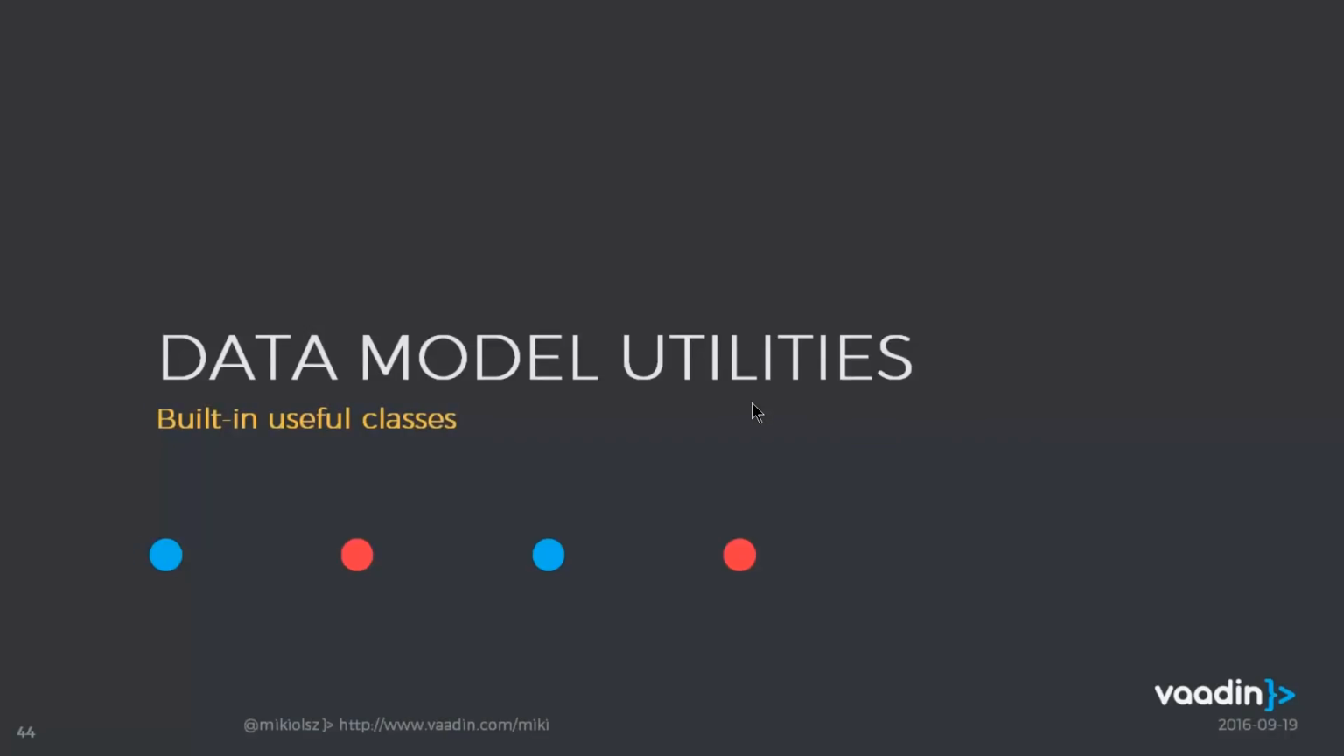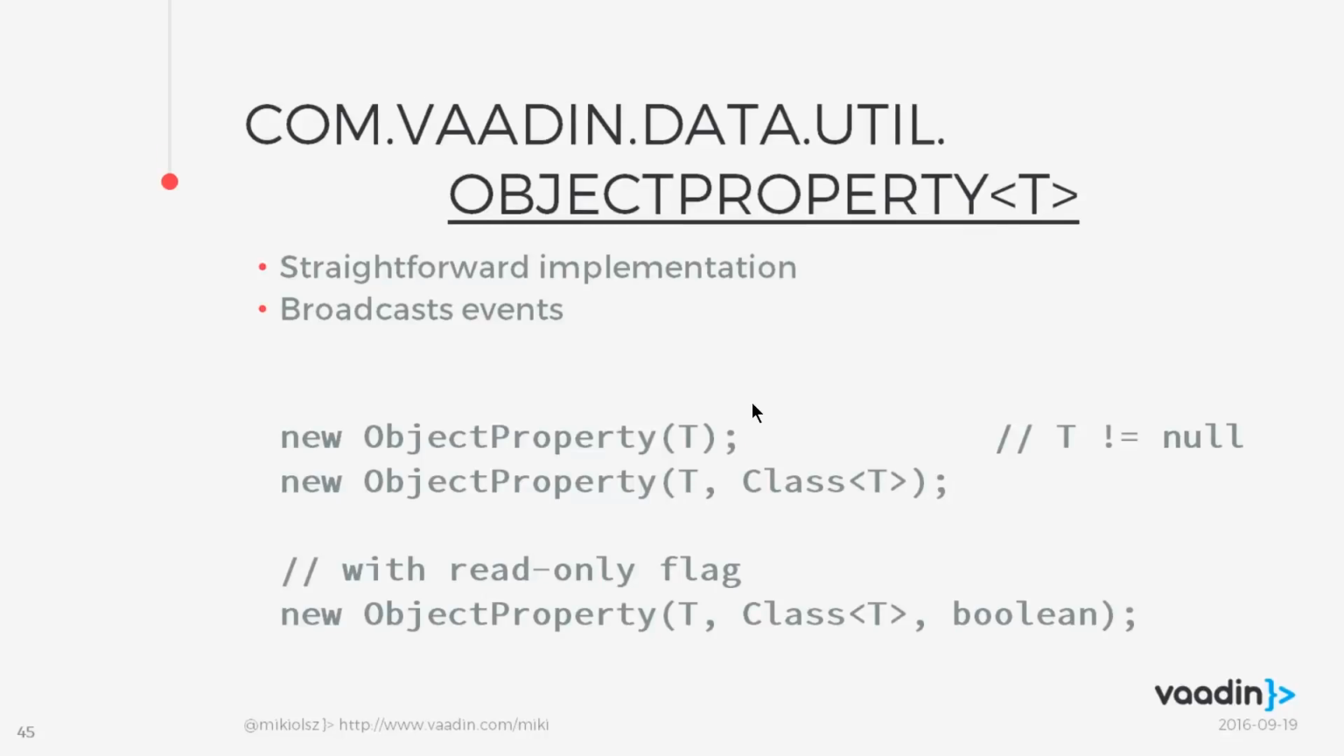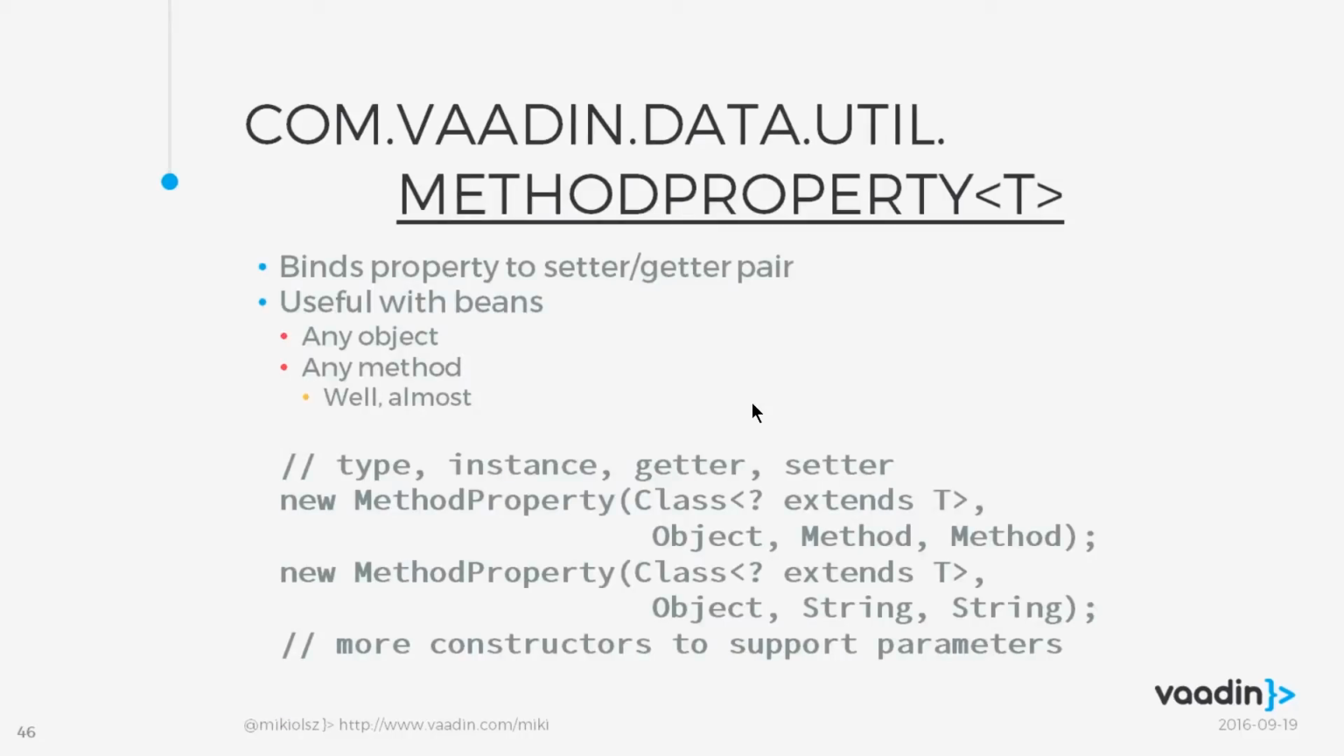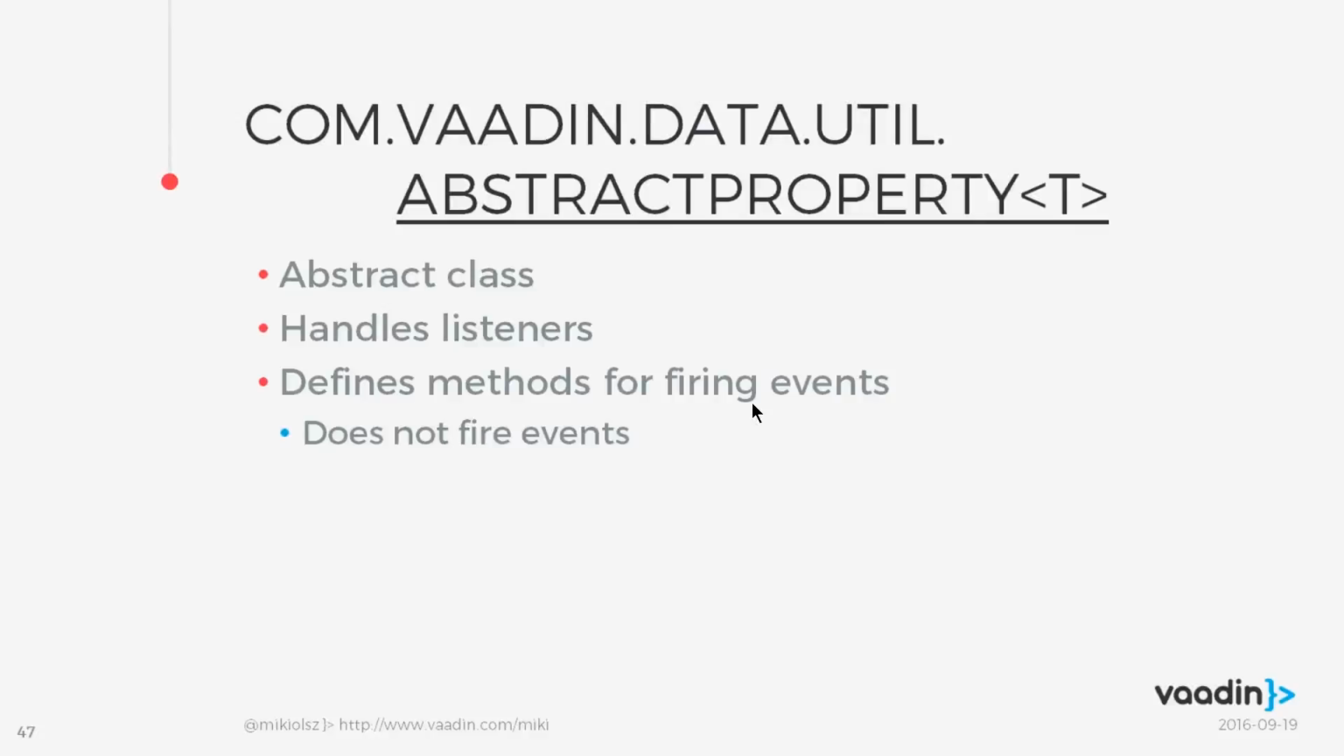The framework itself has a bunch of utilities that you can use. The most straightforward implementation of property is object property, and it broadcasts events. You can also bind a property to a setter-getter pair. So if you need something else, you can extend from abstract property, which is good in a sense that it handles all the listeners, so it maintains the list of value change listeners, but it does not fire events, so you have to do that yourself once you change the value.